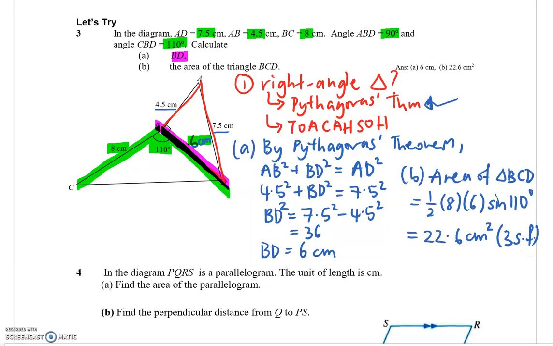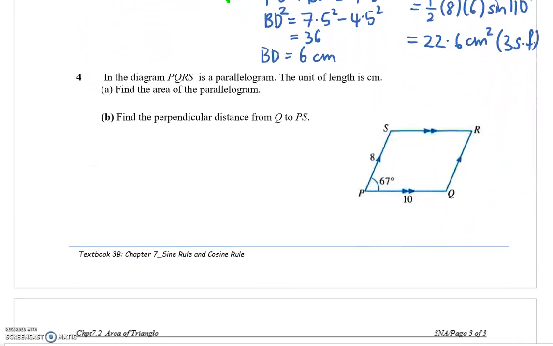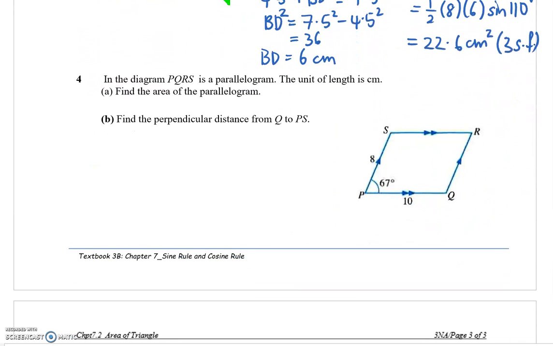Okay, so let's move on to question 4 now. In this case, you are given a parallelogram, and we have seen how to find the area of a parallelogram only just in the previous few questions. Alright, so let's look at this one here. Part A, find the area of the parallelogram. Well, we are able to draw the diagonal SQ so that we can cut the parallelogram into two triangles here. We know that because it is a parallelogram, this has to be 8 and this has to be 10.